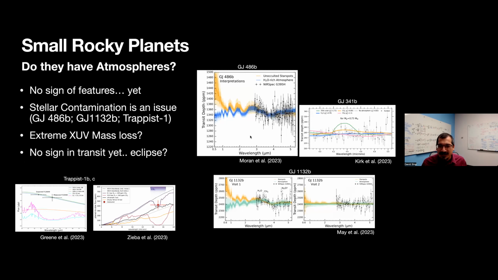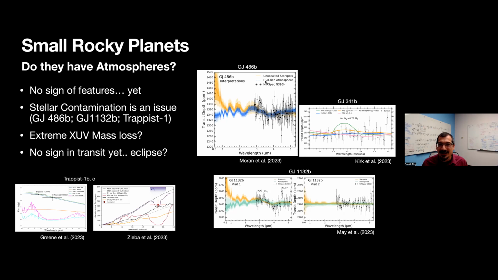GJ 486, 341, and 1132. There's no real strong signs of features yet. But unfortunately for some of these planets, stellar contamination is a real issue. So all these M dwarfs, many of them are quite active. And here on GJ 486, you see that activity means that the stellar spots on M dwarfs can have water vapor in them. So that changes, and that can then basically fool your transit depth into thinking you have water on the planet when it's really water changing in the stellar spots.